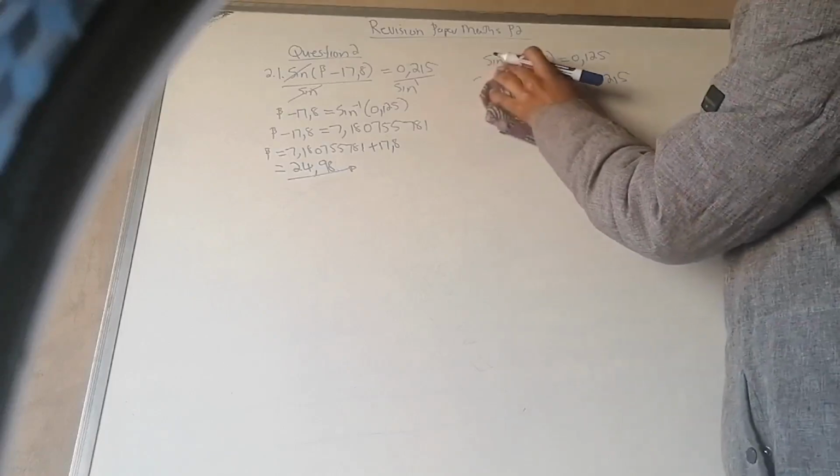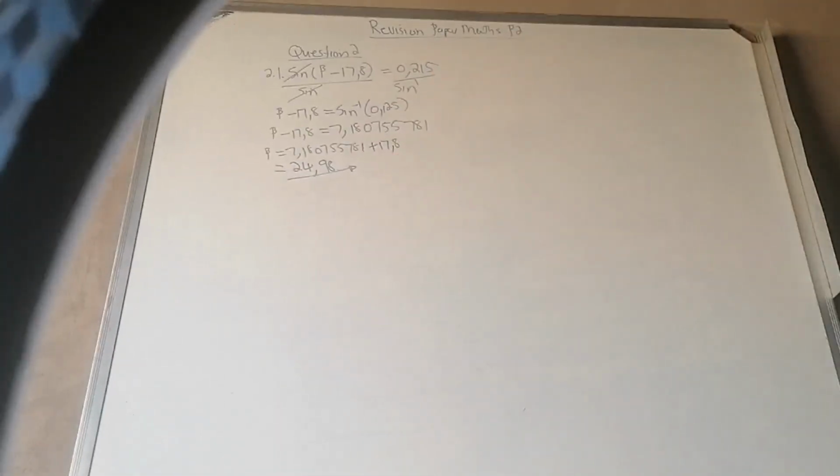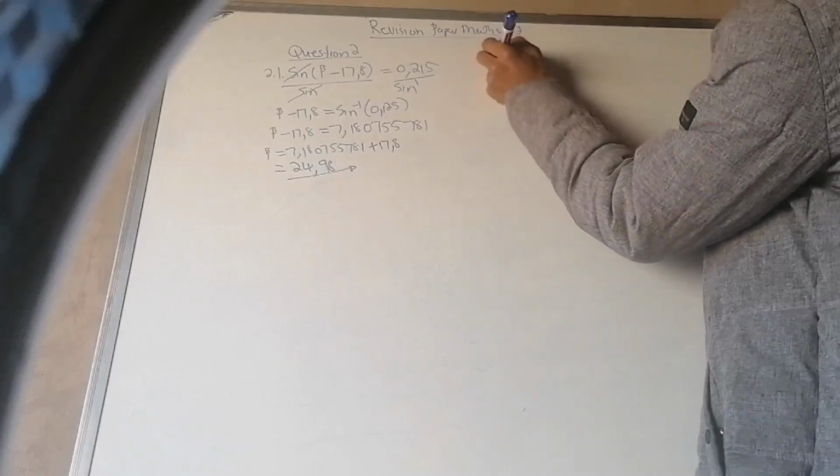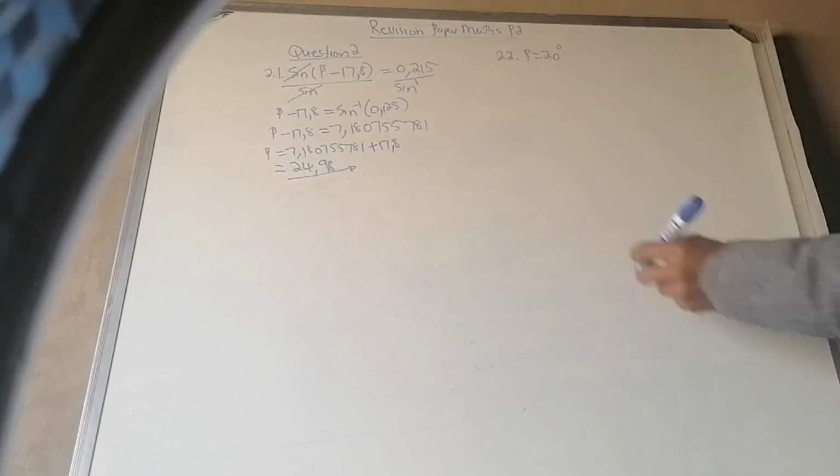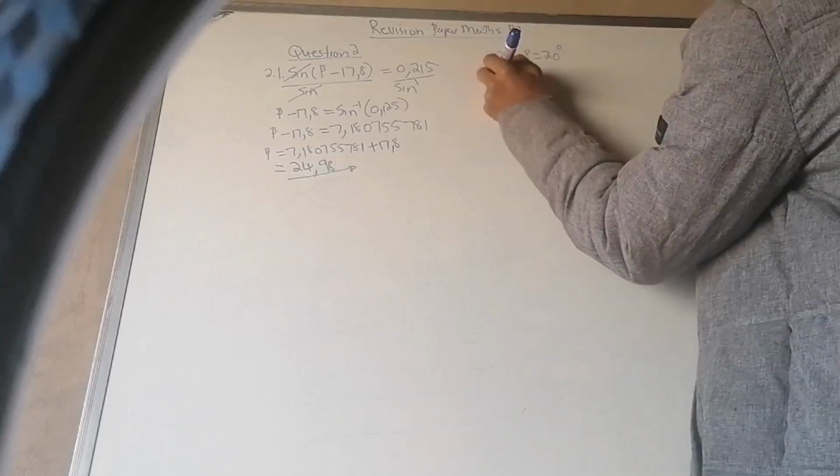Right, we know that our mathematics is correct. Now, 2.2: P equals 20 degrees. Right, then we go to 2.3.